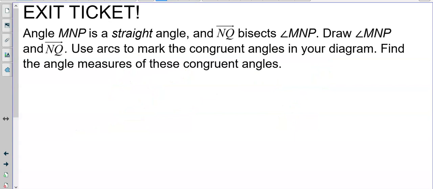And then again, an exit ticket. So this you're going to do on your own. Angle MNP is a straight angle. That's a line, 180 degrees. And NQ bisects MNP. It cuts it in half. Think about that. Draw angle MNP and NQ. Use arc marks, like I showed you, to mark congruent angles and find the measures of the angles. So you're going to draw that right here, and we'll discuss it in class.